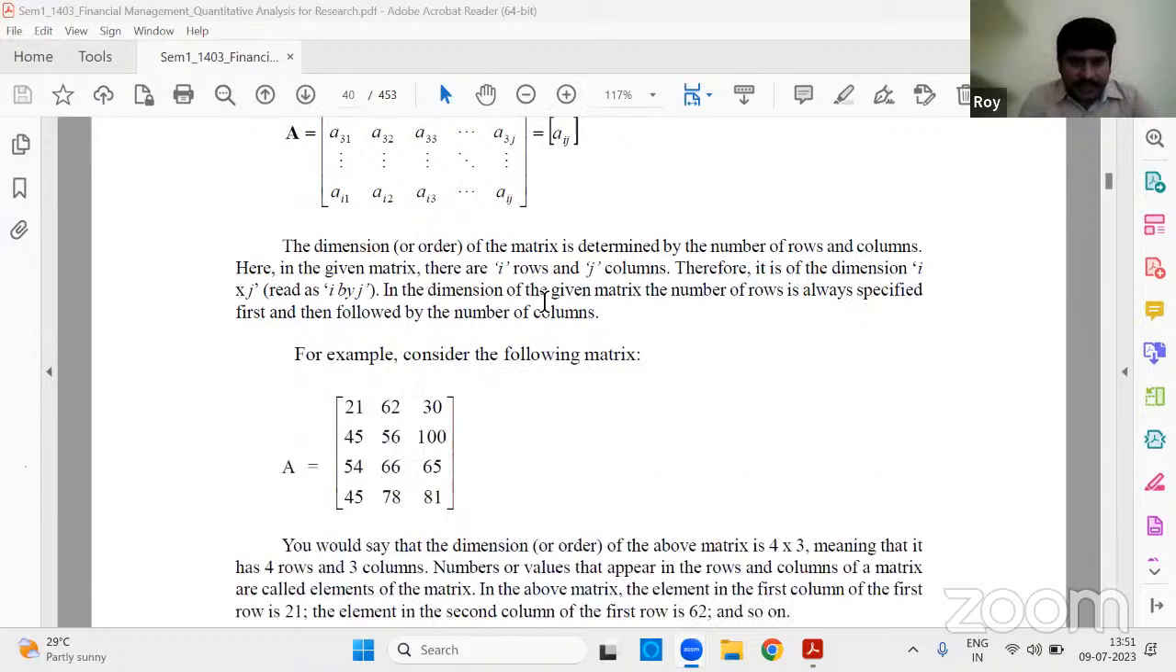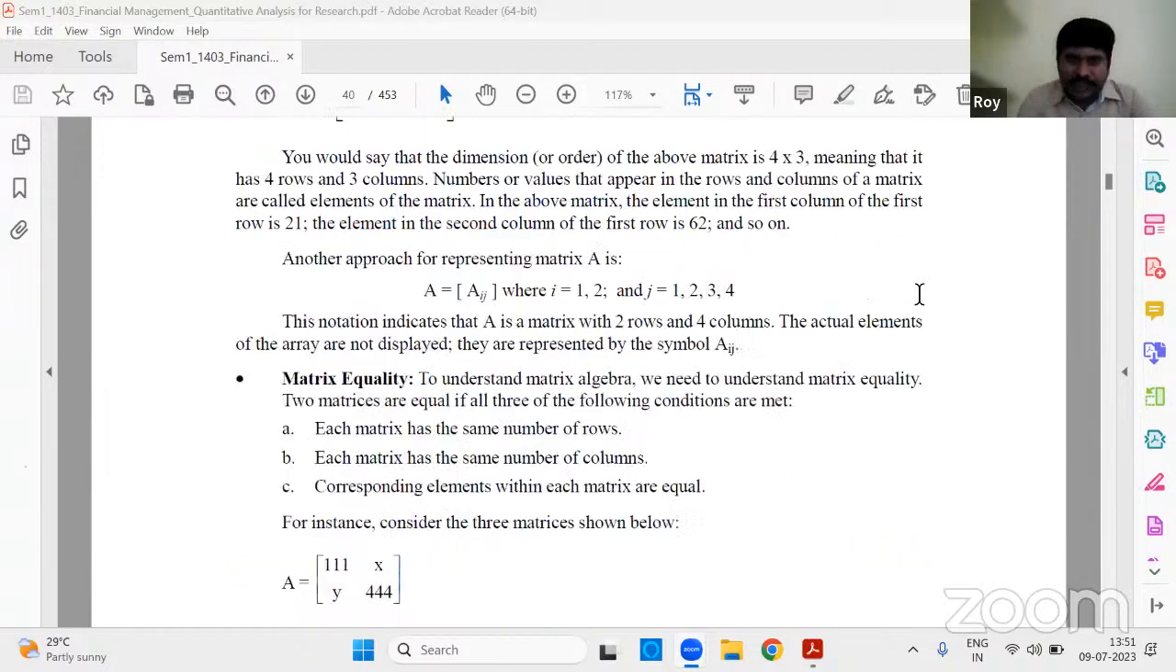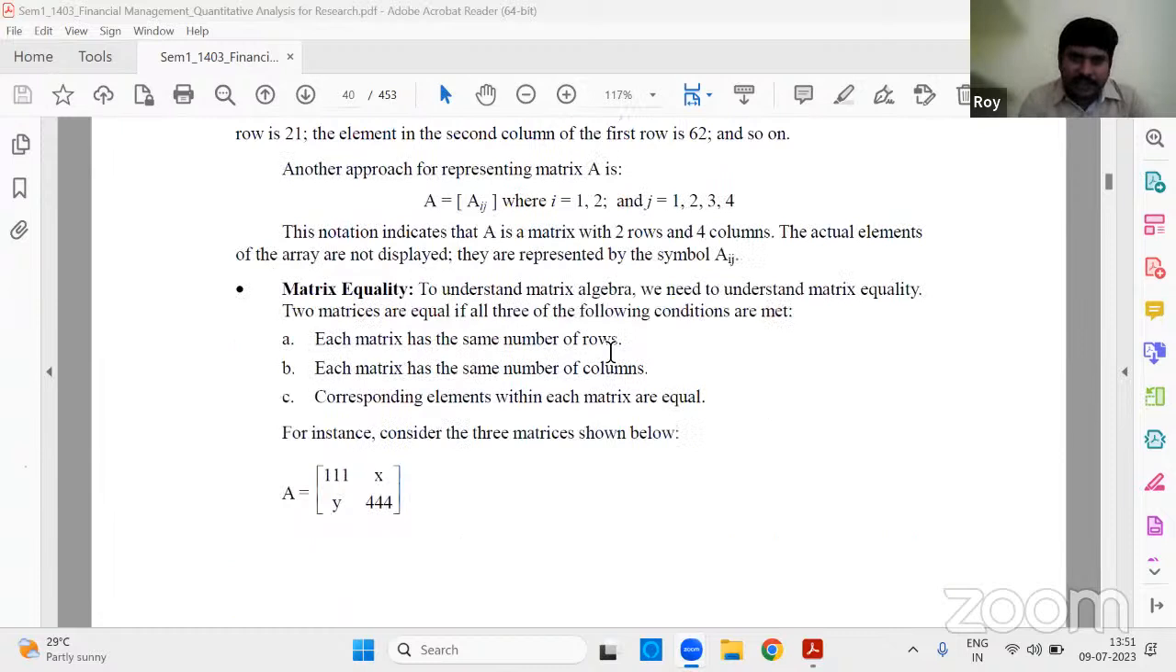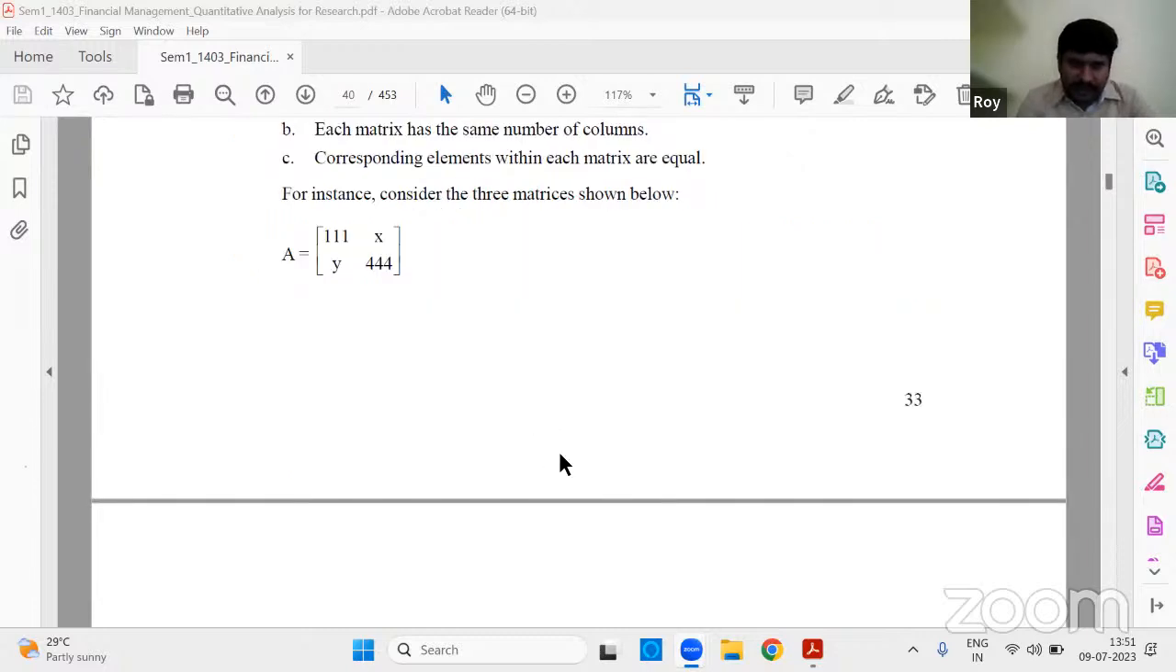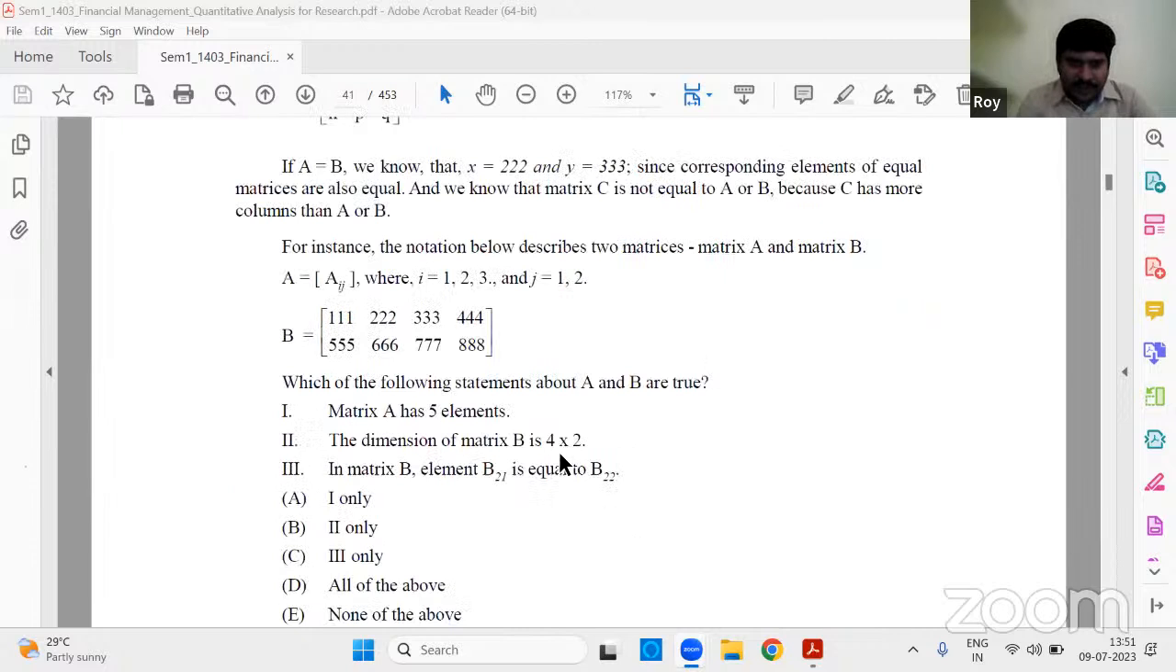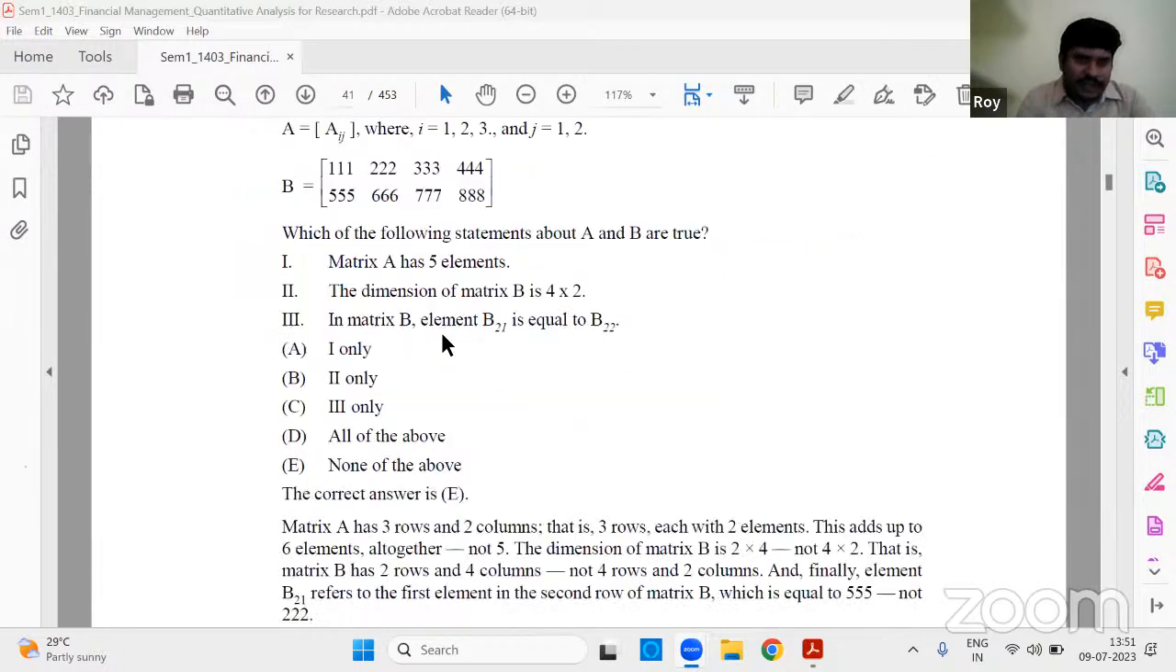And matrix equality. To understand matrix, we need to understand matrix equality. Each matrix has the same number of rows. We know that. This is equality, same number of rows. And each matrix has the same number of columns. And corresponding elements within each matrix are equal. This is the example for this. And there are 5 elements in this.